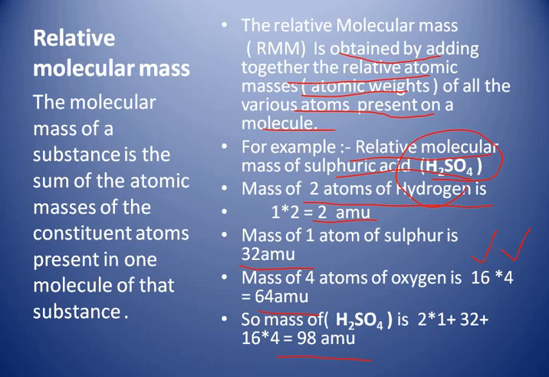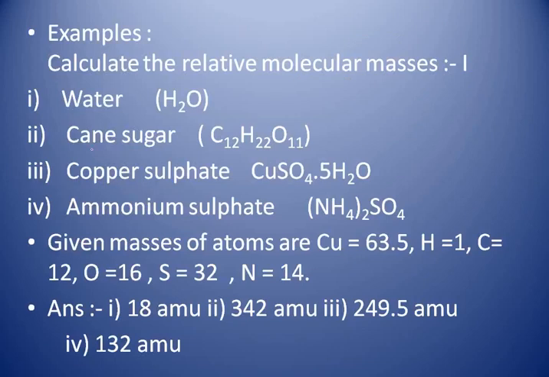Understand this? Okay. Now, as exercises, calculate the relative molecular masses of the various molecules. The first one is water, the second one is cane sugar, the third one is copper sulfate, and the fourth one is ammonium sulfate. You need to do that by yourself. Given masses of atoms are: copper 63.5 AMU, hydrogen 1 AMU, carbon 12 AMU, oxygen 16 AMU, sulfur 32 AMU and nitrogen 14 AMU.